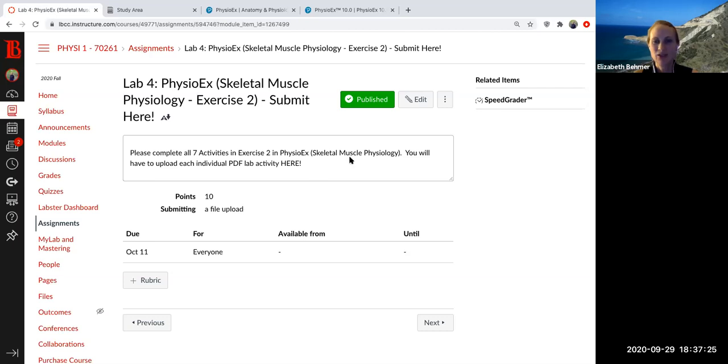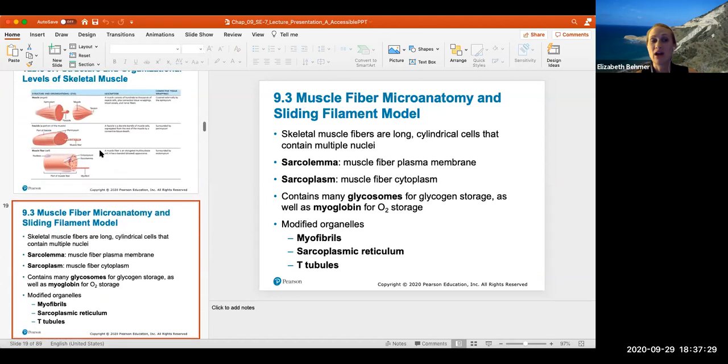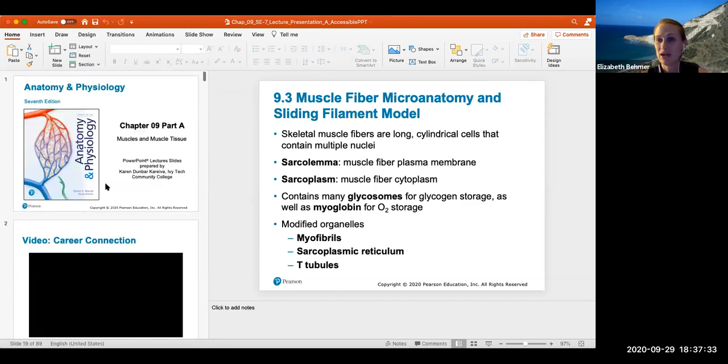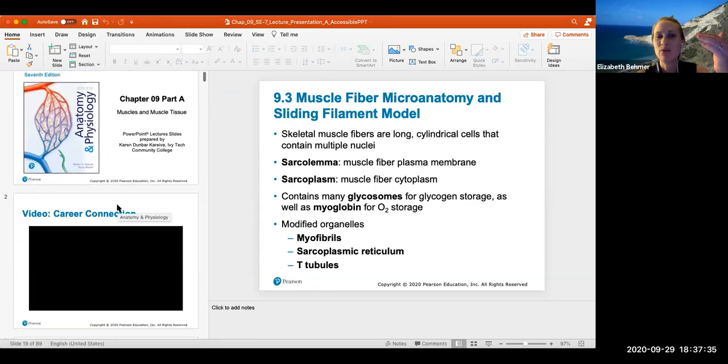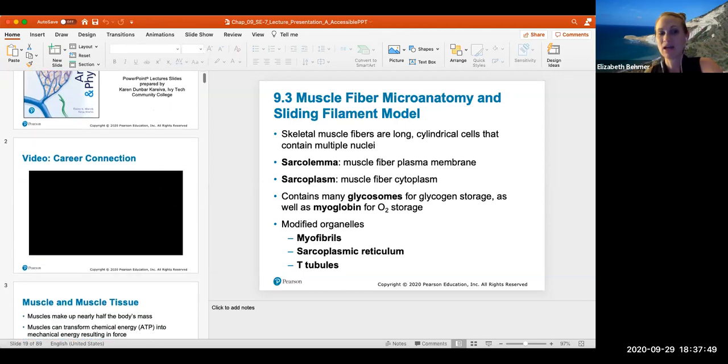All right. So with that, if you're just joining us, we are in Part A of Chapter 9. Parts B and C will be kind of what you cover in your lab, but Part A will be on the sliding filament model and skeletal muscle contraction. And I will upload this PowerPoint once I delete some old PowerPoints off Module 1. I've run out of space in the LBCC Canvas.